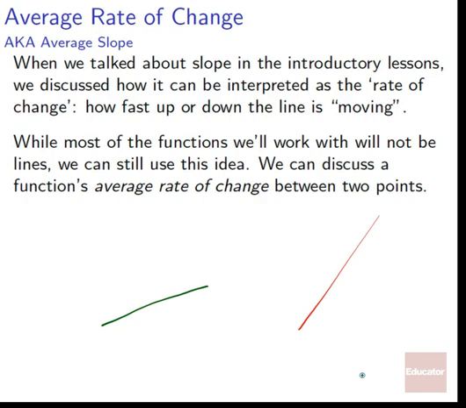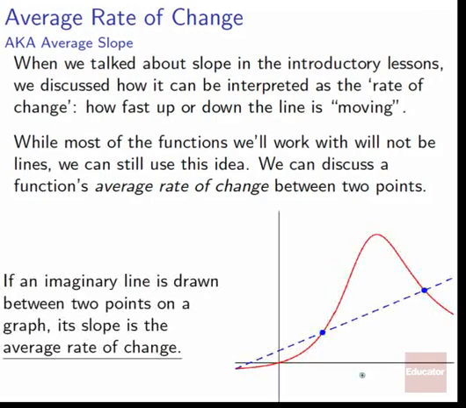Now, most of the functions we're going to work with aren't lines, but we can still use this idea. We can discuss a function's average rate of change between 2 points. So if an imaginary line is drawn between 2 points on a graph, its slope is the average rate of change. So say we take 2 points, this point here, and we draw an imaginary line between them.